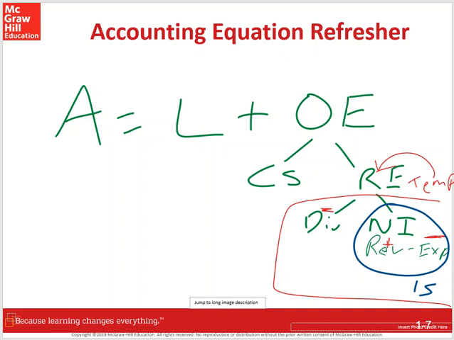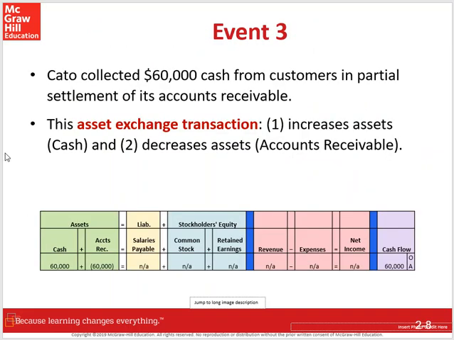Okay, so we've had a little refresher. Hopefully that helped make more sense of event 2, right? We earned the revenue, so it goes under revenue, which is going to cause an increase to retained earnings. And then our assets, specifically accounts receivable, are going up. Let's keep going. Event 3. Cato collected $60,000 cash from customers in partial settlement of its accounts receivable. So now we're collecting some of that $84,000.